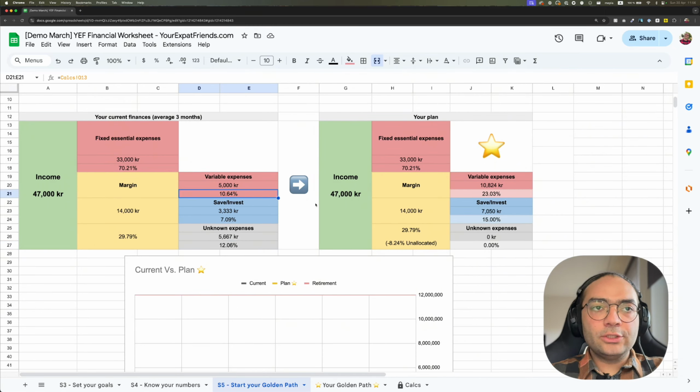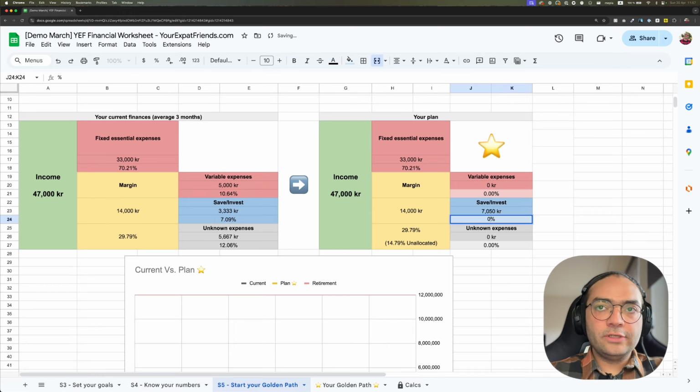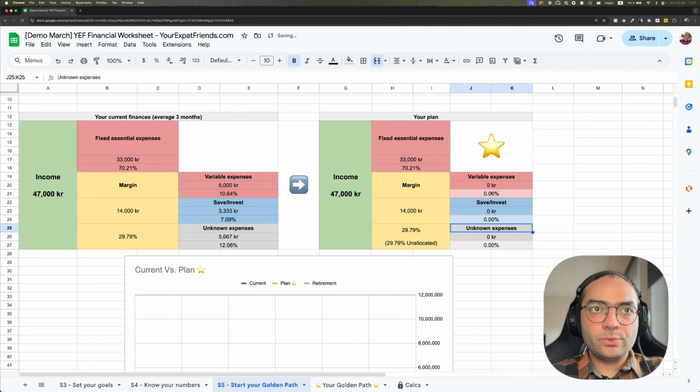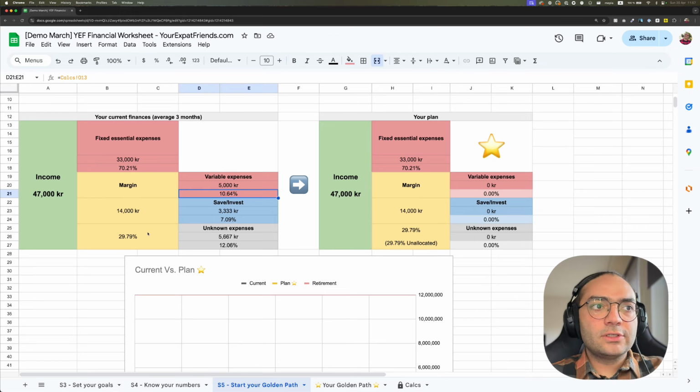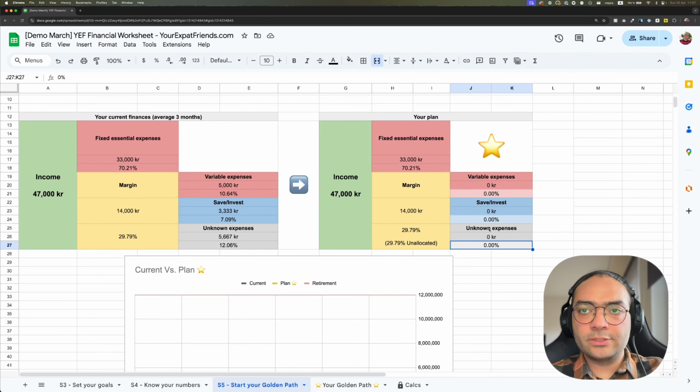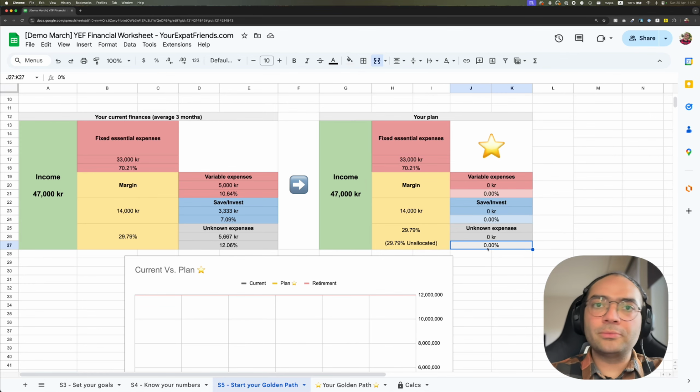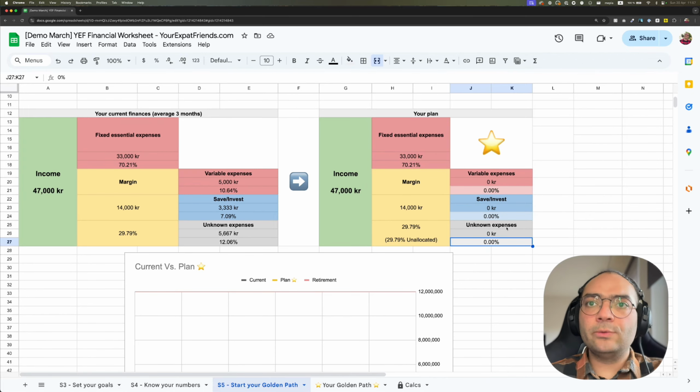In order to do that, you want to play around. You want to understand these different percentages. So to give you an example, this is what I want you to do with your sheets. You have your margin, and then you have variable expenses and save and invest. We are going to assume that your unknown expenses are going to be at 0%, meaning that you're going to account for everything, which is fine. This was just some error in the numbers that you put. From now on, this unknown expenses is going to be 0.